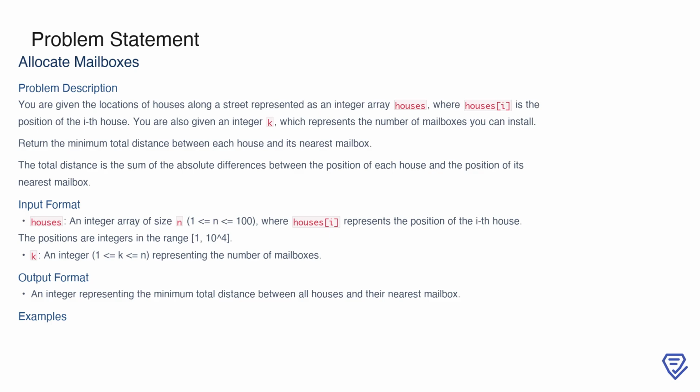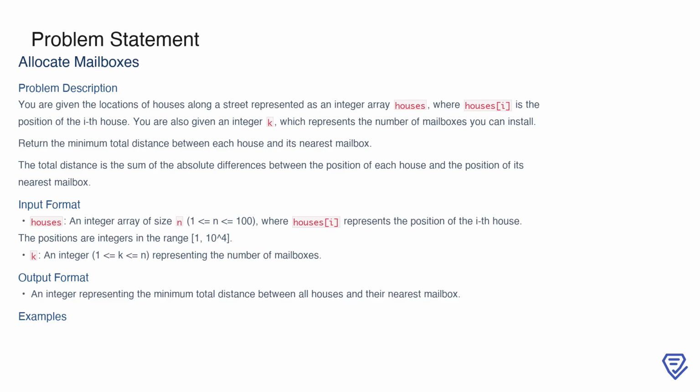Imagine you are tasked with placing mailboxes along a street where houses are located at specific positions. These positions are given as an array called houses, where each element represents the location of a house. You're also provided an integer k, which tells you the maximum number of mailboxes you can install. The goal is to determine the minimum total distance between each house and its nearest mailbox.